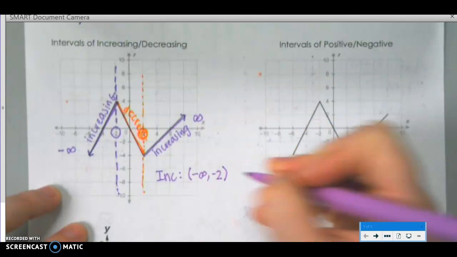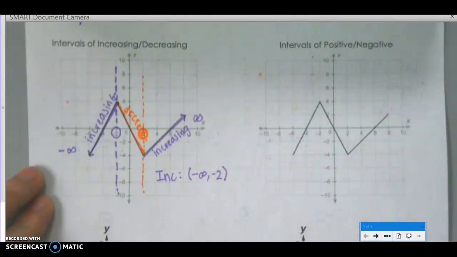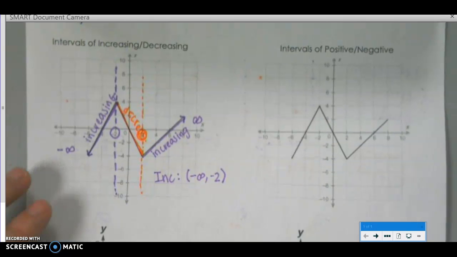For these, we pretty much only use parentheses because at a specific point, a point can't really be increasing or decreasing. It's just a point. So a lot of times we use parentheses. But don't let that hang you up. Don't let that be something that gets you stuck for now. That can be something that we clean up as we get a little bit more practice.